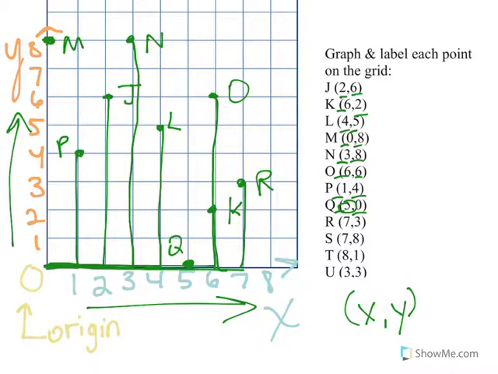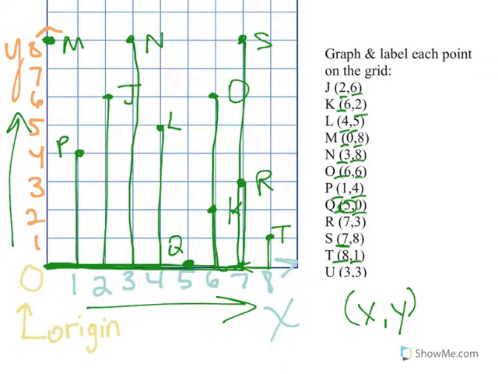And then for point S, again, we see our x-coordinate is 7. So we can really just stay right here. The difference is we're going to go up 8 on our y-axis as opposed to just 3 where we plotted point R. And then for T, we see our x-coordinate is 8 and our y-coordinate is 1. So we're going to move on our x-axis 8 and on our y-axis 1. That's where we plot point T.